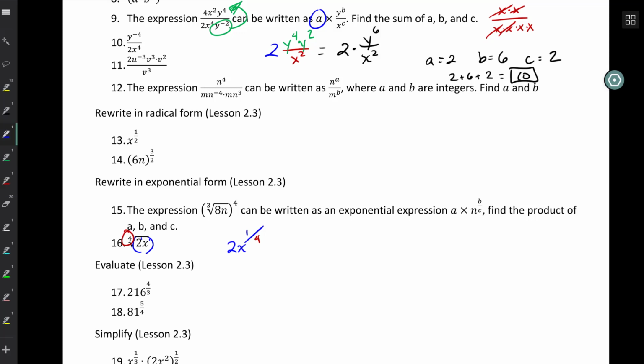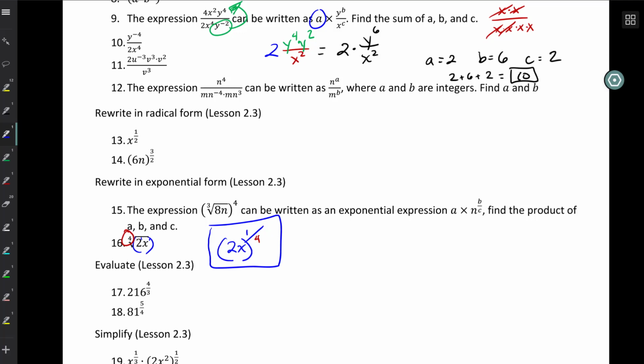Now, we have to be really careful about this. What's inside the radical? What's getting that denominator 4? Is it just x? Because that's how it's written right now. What do we want to do to make sure it's both the 2 and the x that get this 1 over 4 exponent? We need to put it in parentheses. This is our correct answer. Okay? Now, going the other direction, we can do something like that with, let's say, number 19.